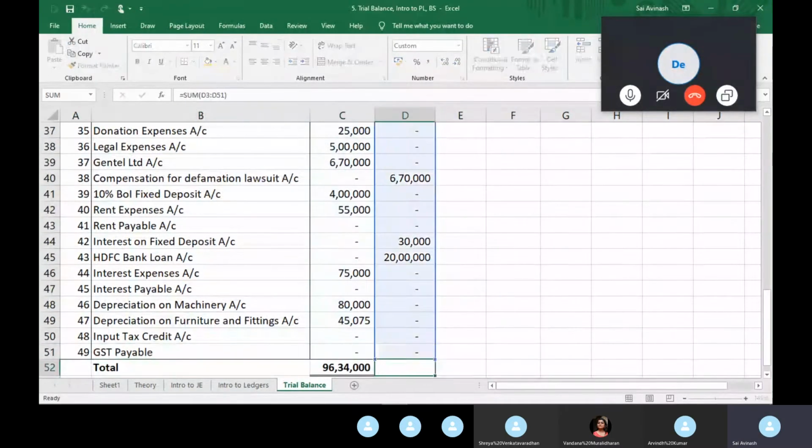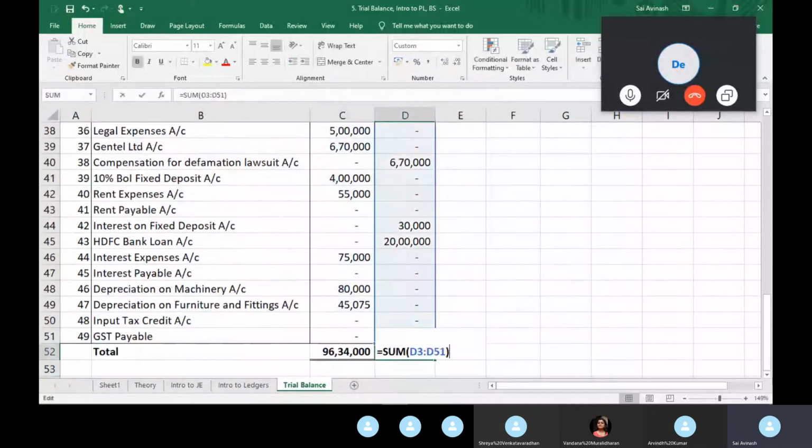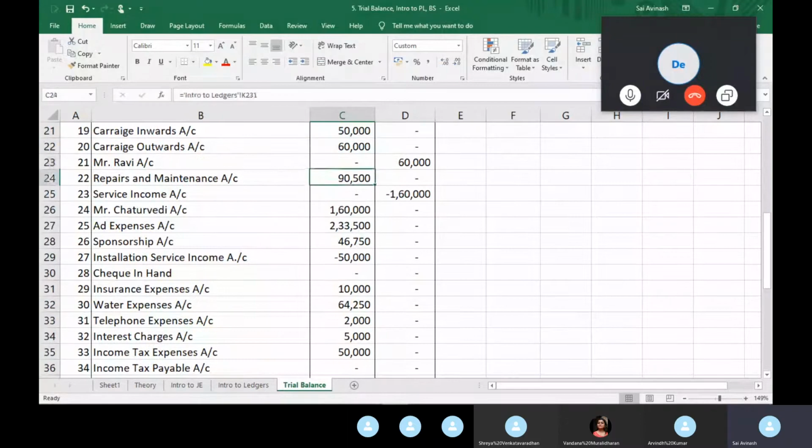Once you're done with this, you should have a trial balance that tallies. In this case, why it's not tallying is because of this entry, if I'm not mistaken.